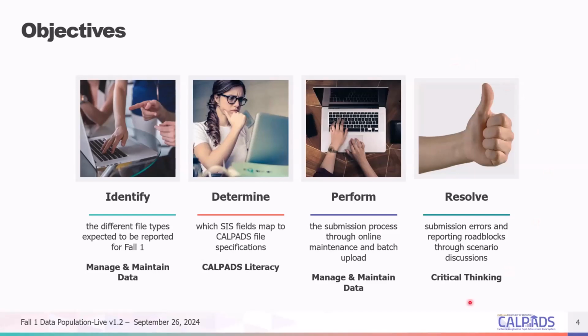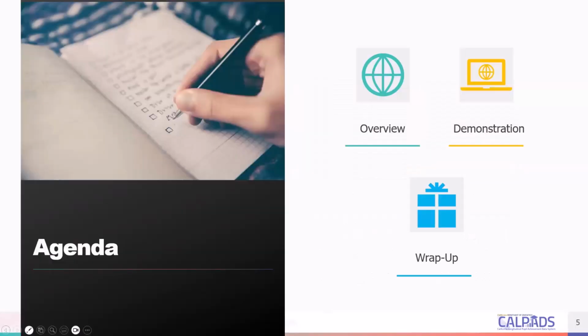And as we can see on the slide, manage and maintain data is the CalPads competency which Fall 1 data population live training develops most in users who attend. It is the competency that shows up most in our objectives. This is the agenda for the training today. So this is how we'll make good on those objectives.